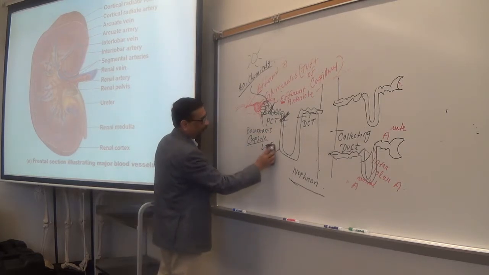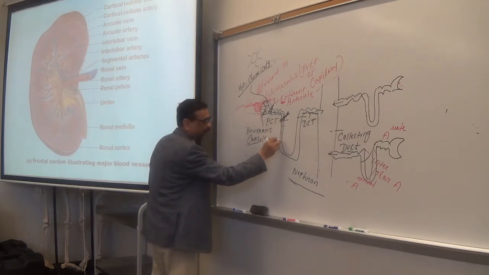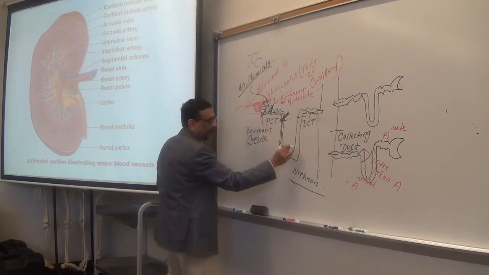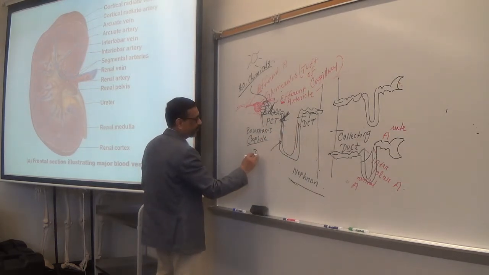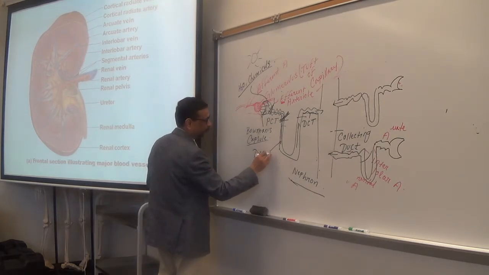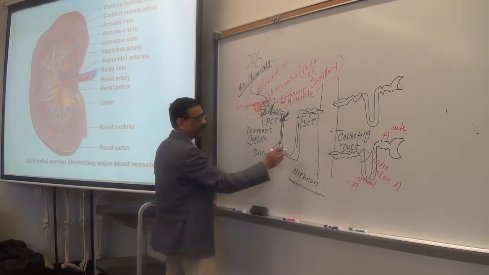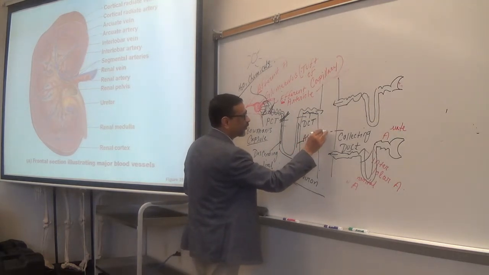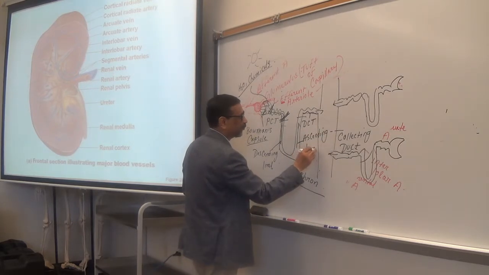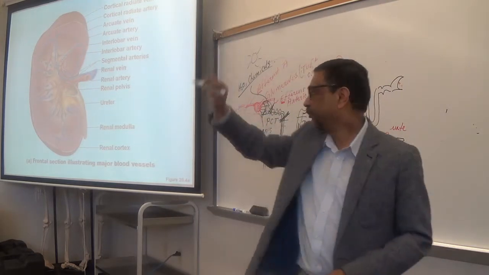Now, this loop of Henle has how many limbs? 2 limbs. This is called descending because fluid goes downwards, and this is called ascending limb. So this is descending limb of loop of Henle. This is the ascending. Makes sense? Upwards. Okay. So fluid goes like this and this.